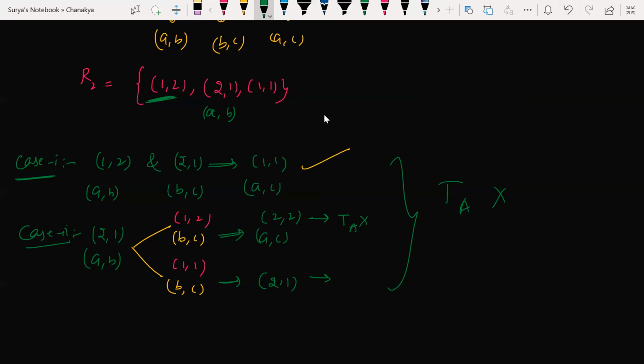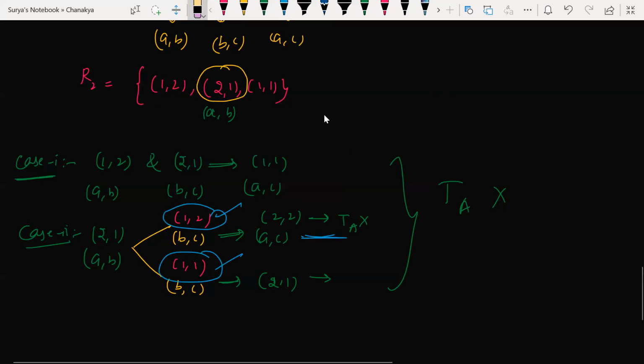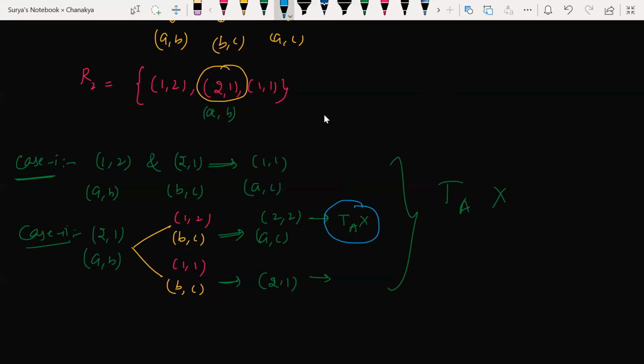So I can jumble the ordered pairs here and there. If I took A comma B as 1 comma 2, my A comma C was 1 comma 1, that was satisfying. But if I take 2 comma 1 as A comma B, my B comma C choices are what? 1 comma 2 and 1 comma 1. If I take this and this, I'm getting A comma C as 2 comma 2, which is not available. So in this case, I fail to prove it transitive. So the whole relation is going to be not transitive.